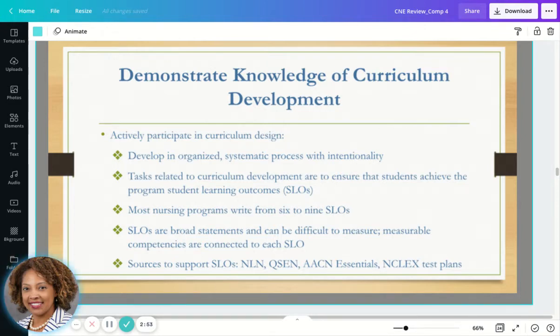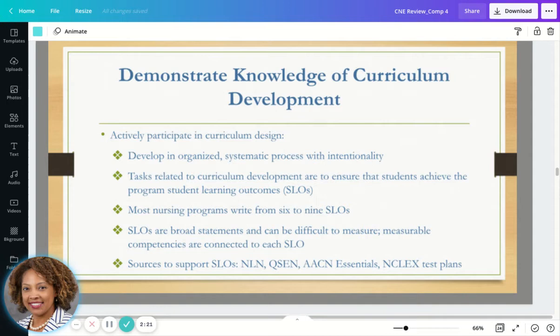We also should be mapping those to assignments and ultimately to exams, or the ways we're going to evaluate or assess our students. Most programs have between 6 to 9 SLOs, okay? They are broad statements and can be difficult to measure. Sources to support SLOs should include evidence-based resources, right? Like NLN, QSEN, AACN, and Essentials. They just updated the pre-licensure baccalaureate Essentials, so make sure you take a look at those.